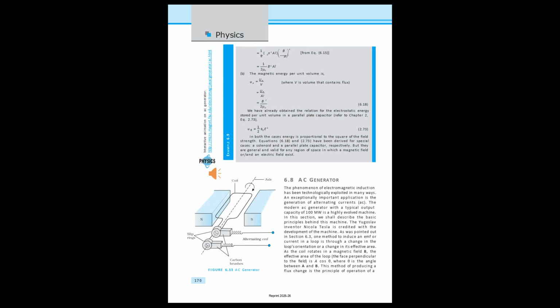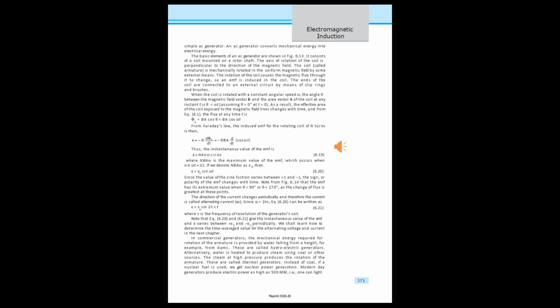As was pointed out in section 6.3, one method to induce an EMF or current in a loop is through a change in the loop's orientation or a change in its effective area. As the coil rotates in a magnetic field B, the effective area of the loop, the face perpendicular to the field, is A cos theta, where theta is the angle between A and B. This method of producing a flux change is the principle of operation of a simple AC generator. An AC generator converts mechanical energy into electrical energy.